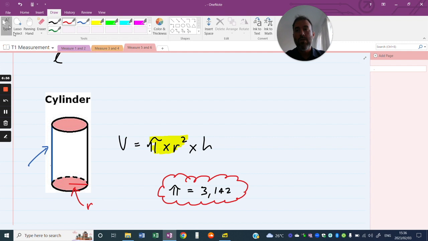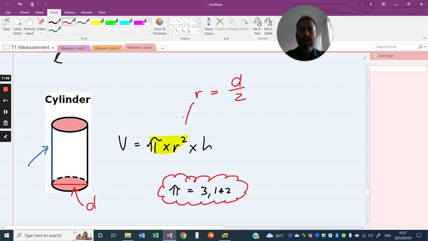Sometimes they'll give you this dimension as a diameter. So sometimes they'll draw a line across there, and they won't say that's radius. They'll say that is a diameter. So we'll put a D there for diameter. To get your radius, you just have to take your diameter and divide it by 2. Cut it in half. So don't worry if they give you a diameter in the question. You can take that diameter, cut it in half, and then that radius will be going into your formula.